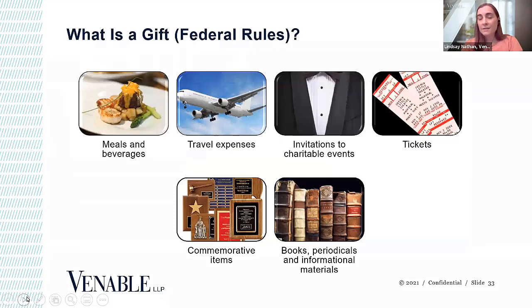What is a gift under the federal rules? It could be anything from meals and beverages to travel expenses, invitations to charitable events, tickets to other kinds of events, commemorative items and plaques, and books, periodicals, and informational materials. So it really is basically anything of value.